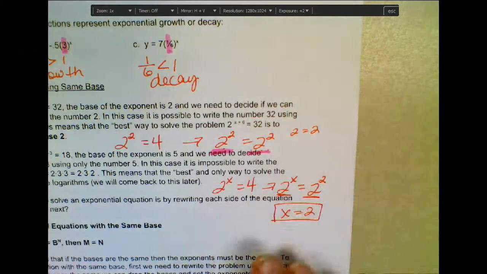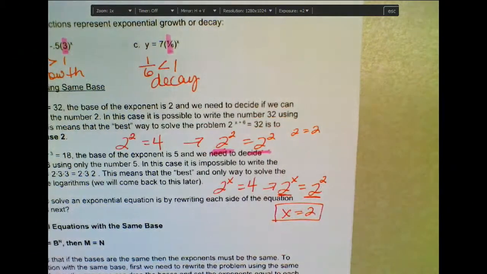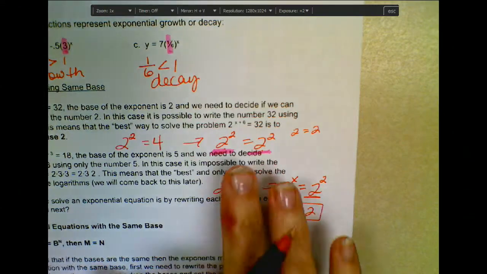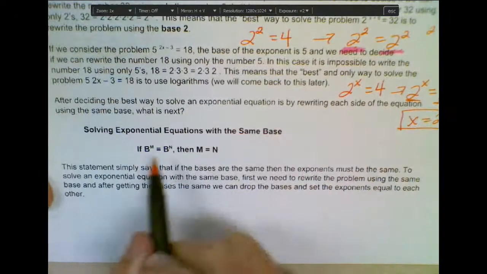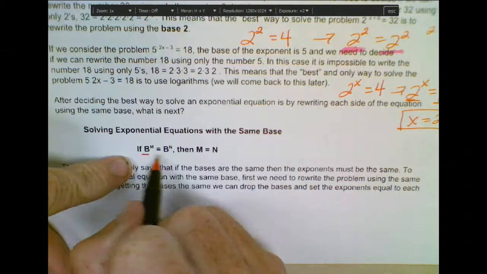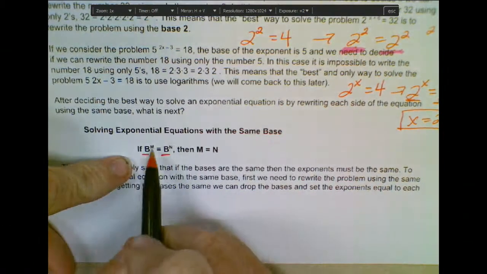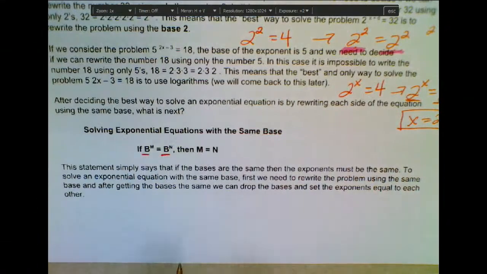This is a big thing with logarithms. It's a big thing with solving exponential equations. As soon as you can get them down to the same base, you can ignore the base, set the exponents equal to each other, and solve. And that's what this equation is telling you. If you can get to the same base, then you set the exponents equal to each other.